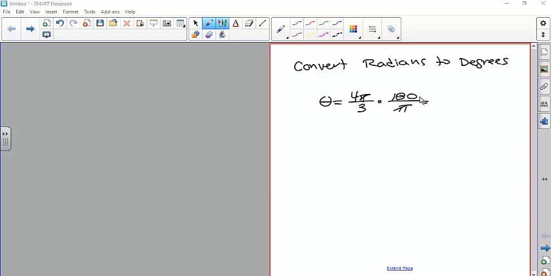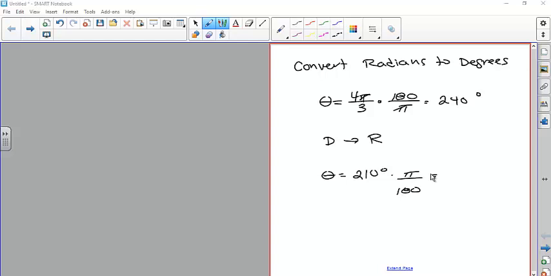It should come out so that these are nice even integer numbers. They don't have to be, but so if we took 180 divided by 3, that would be 60. 60 times 4 is 240 degrees. And then to go the other way, degrees to radians, you just do the same thing but the opposite. So let's say 210 degrees, you would multiply by pi and divide by 180.